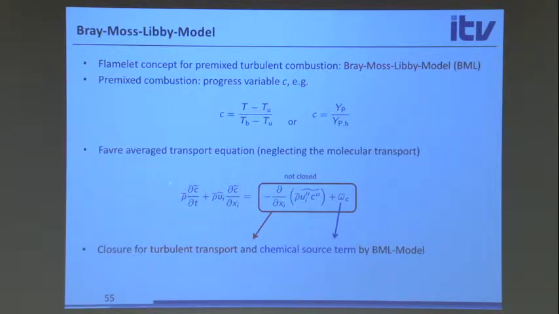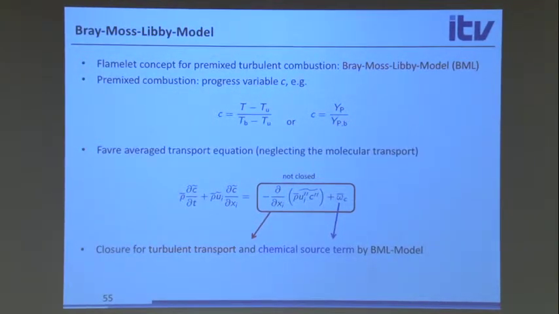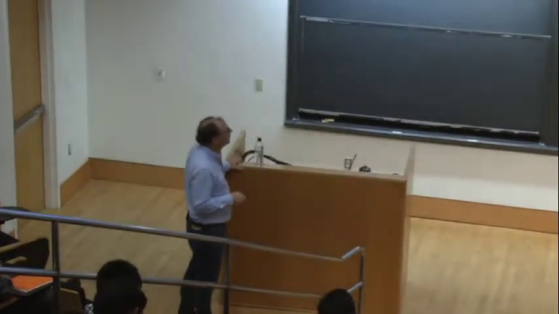Then we said, okay, if I have an equation for the progress variable, I can apply Favre averaging to this, and this is the equation I get. And you see there are two unclosed terms. Again, one is this turbulent scalar flux term, and one is the chemical source term. These two we now want to close in this limit of the Bray-Moss-Libby model.